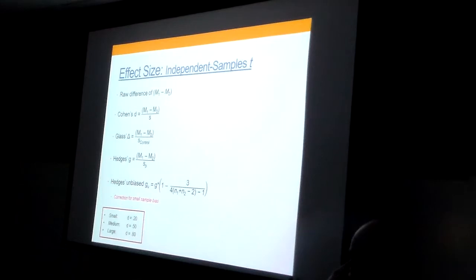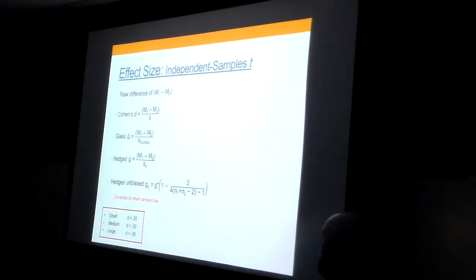This is probably the most common that we see, right? And oftentimes this is going to be the most defensible, but I would encourage you not to overlook Glass's delta if you've got a true control group that's meaningful in terms of making some interpretations there.